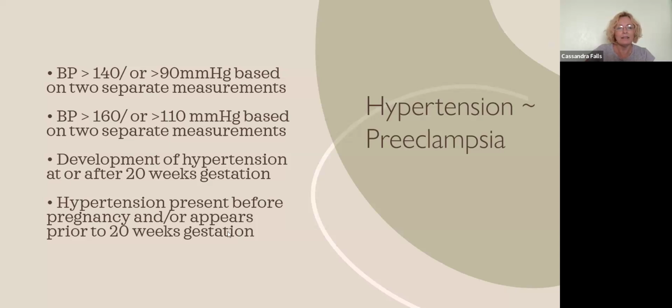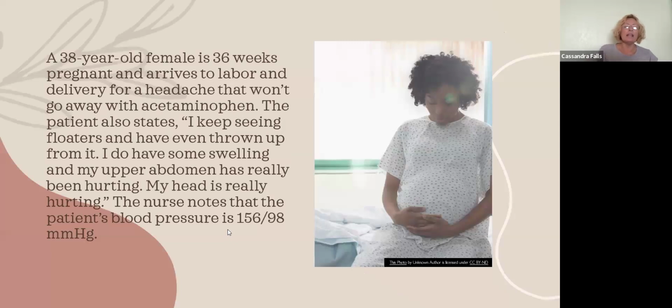Okay, you have a 38-year-old female patient who's 36 weeks pregnant and arrives to labor and delivery for a headache that won't go away with acetaminophen. The patient states, "I keep seeing floaters, and I've even thrown up from it. I do have some swelling and my upper abdomen has really been hurting. My head is really hurting." The nurse notes that the patient's blood pressure is 156/98. What are your concerns with this patient?